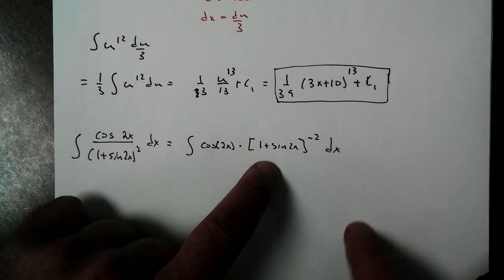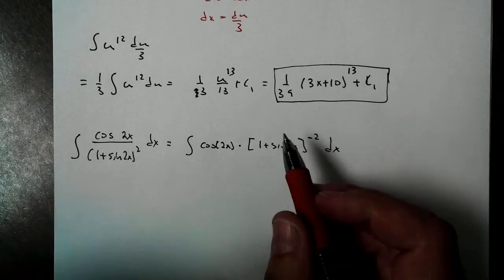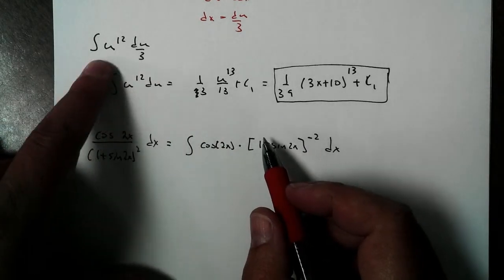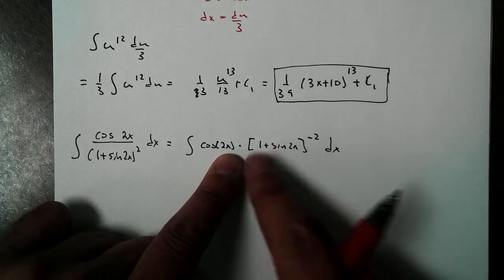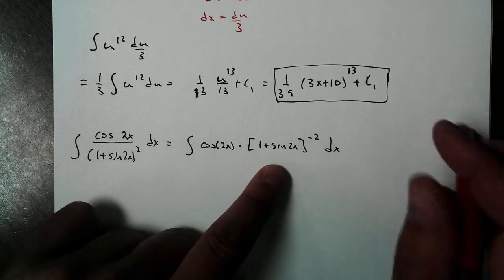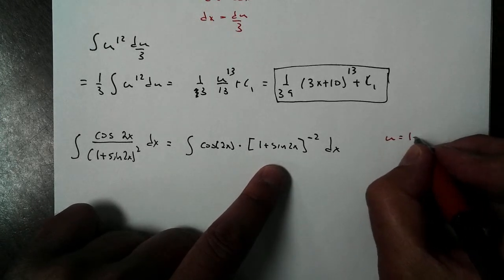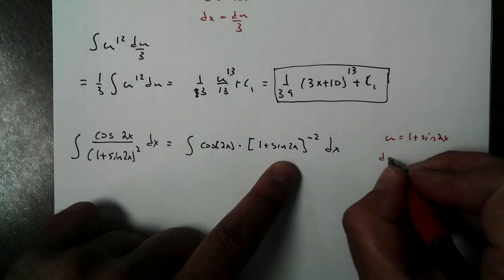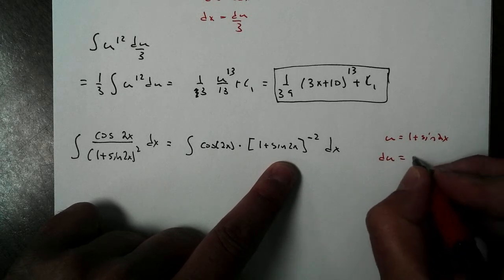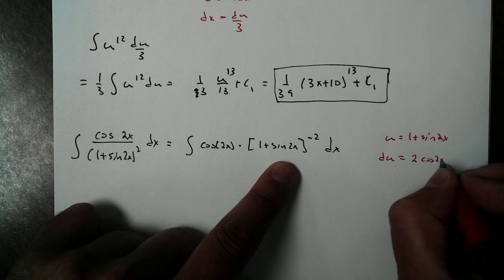Again, this is just a u substitution problem. Basically, if you don't know the basic derivative rule, most of the time it's going to be u substitution until we start learning those other integration techniques. So u here will be 1 plus sine 2x, my inside function. The derivative, be careful of chain rule, becomes 2 cosine 2x dx.